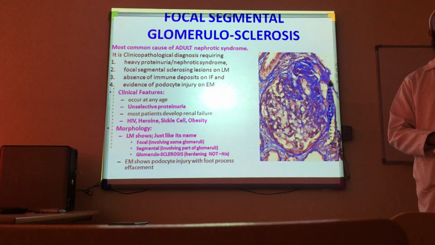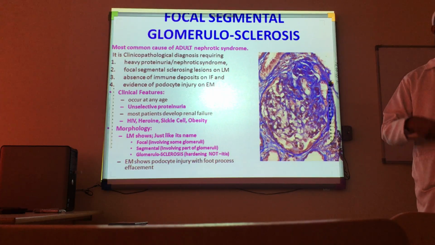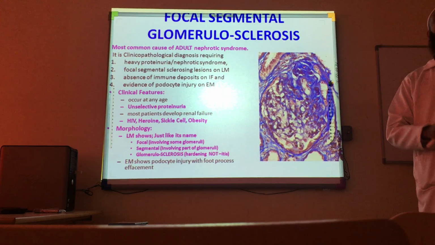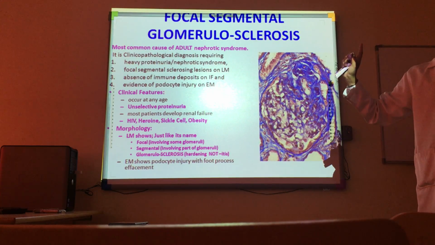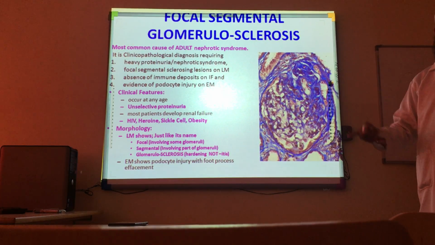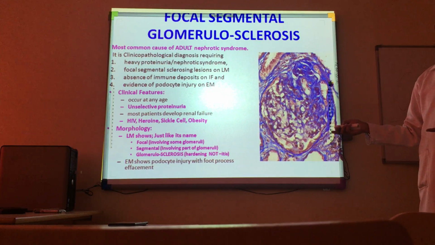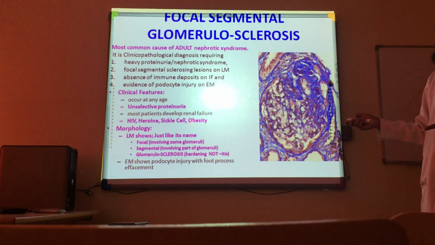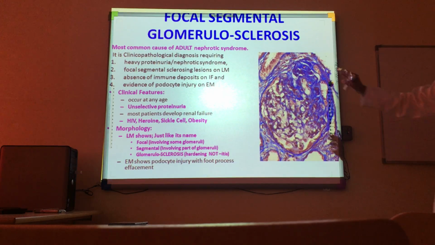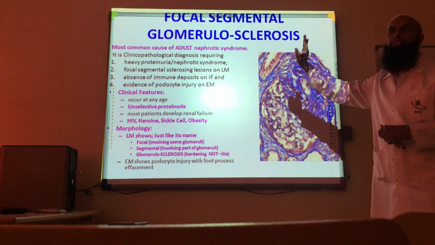A lot of people who are using drugs, especially recreational drugs, usually have glomerular injury and present with FSGS. So heroin and other recreational drugs, and sickle cell anemia, can cause damage to the glomeruli with an FSGS pattern. These are the risk factors which can end up as FSGS.